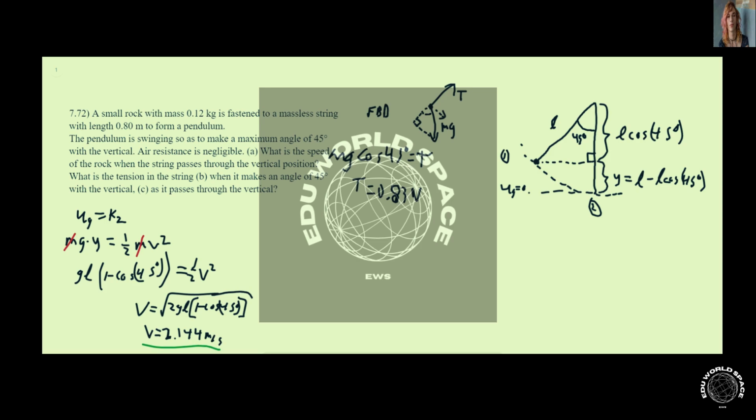Okay, then for part C, we do the same thing. At point 2, we have our tension, and we have gravity straight downward. We're not accelerating up or down, so that means that tension is equal and opposite to the mass times the acceleration of gravity. So we have tension equal to mg, and that's going to be equal to 0.12 times 9.81, which is 1.18 newtons. And that's the solution.